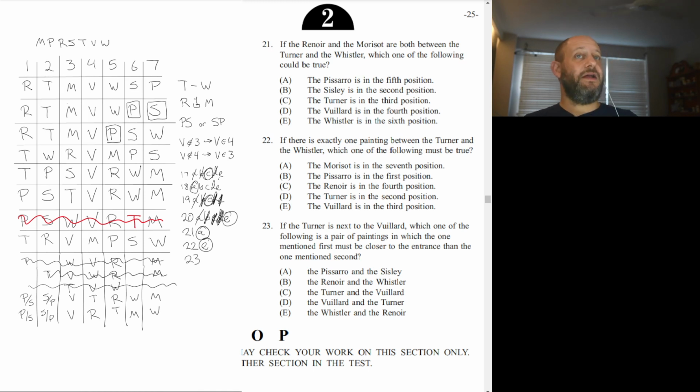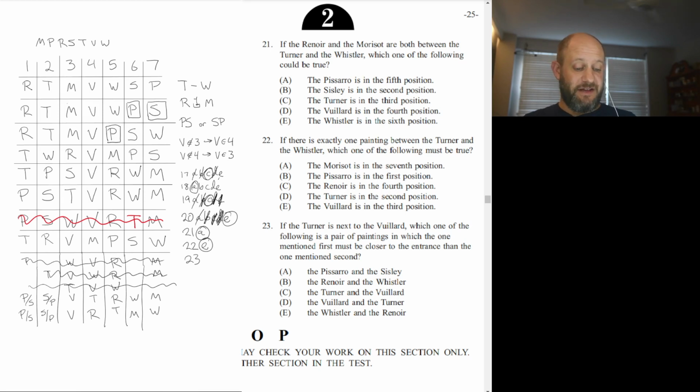And finally, we get number 23. If T is next to V, which of the following is a pair of paintings in which the one mentioned first is first? Closer to the entrance is first. So when T is next to V, which of the following is in the correct order?